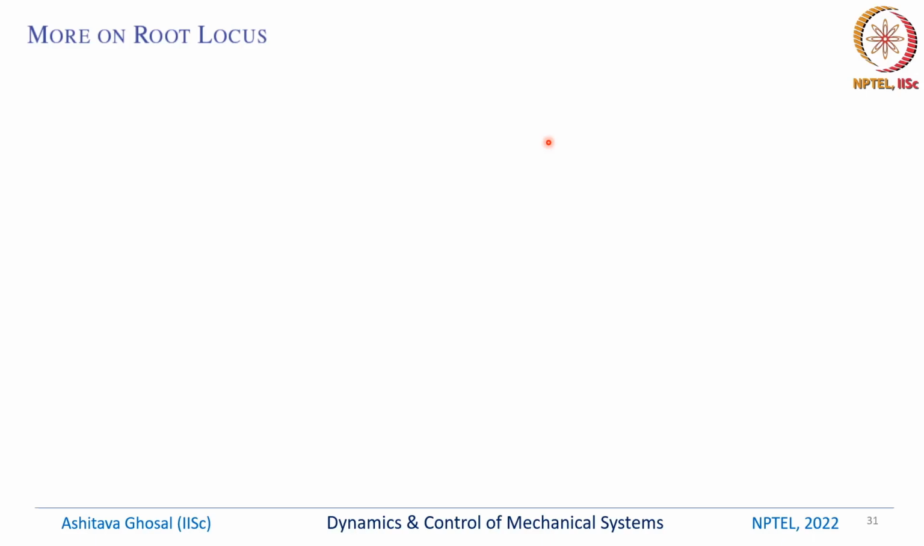Finally, we go back and see a property of the root locus, or a property of the transfer function, which we had deferred earlier. I had said several times that the order of the numerator polynomial, which is m, and the order of the denominator polynomial, which is n, must satisfy m less than or equal to n. So let us discuss why m must be less than or equal to n.